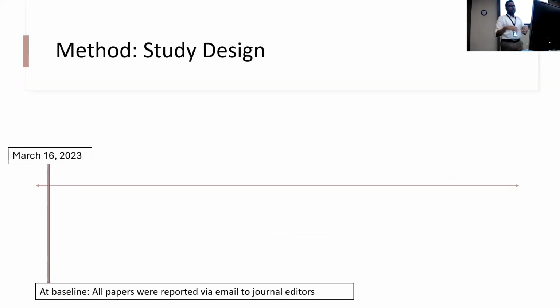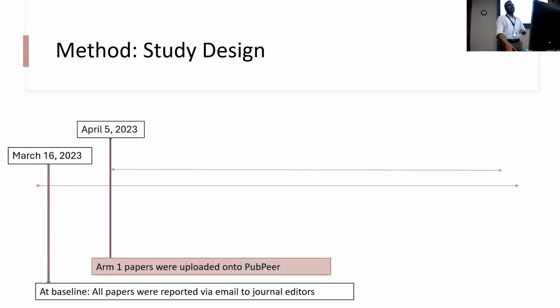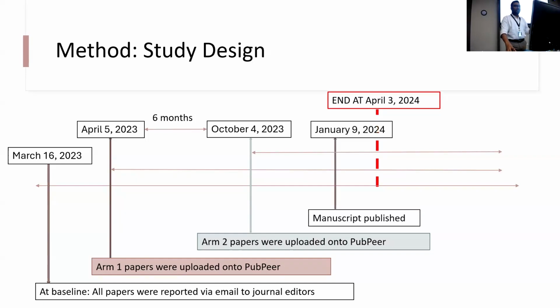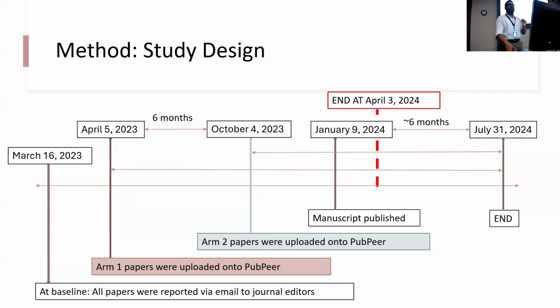So briefly, what we did was we first emailed the editors of the two journals in March of 2023. And then in April, we put up the first arm's papers onto PubPeer as queries. And then six months later, we put up the second arm's papers on PubPeer. We were supposed to wrap up the experiment in April this year, but due to some delays in our manuscript being published in January that contained notices on all these errors, we eventually wrapped up the study at the end of July this year.